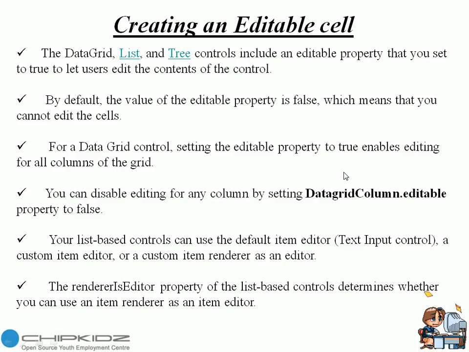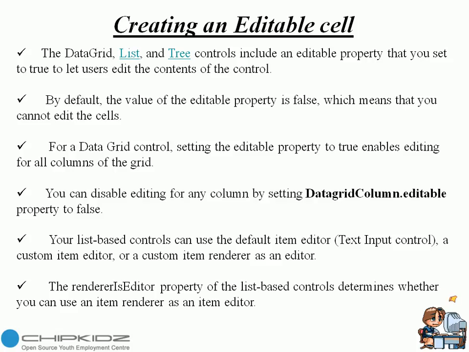Creating an editable cell. The data grid, list and tree controls include an editable property that you set to true to let users edit the contents of the control. By default, the value of the editable property is false, which means that you cannot edit the cell. For a data grid column, setting the editable property to true enables editing for all columns of the grid. You can disable editing for any column by setting the data grid column's editable property to false.